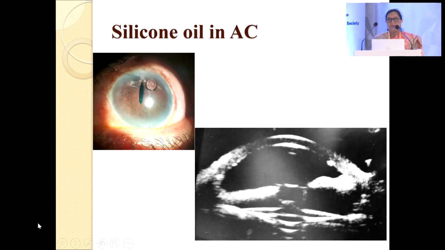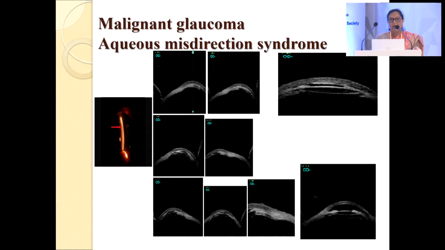There is a silicone oil bubble in the anterior chamber. In this patient, the silicone oil was removed, but there is still silicone oil in the anterior chamber. When we did the UBM, the bubble was in the center, blocking the pupil and causing raised intraocular pressure. Even on gonioscopy, emulsified silicone oil can also be seen in the angle in this type of patient.